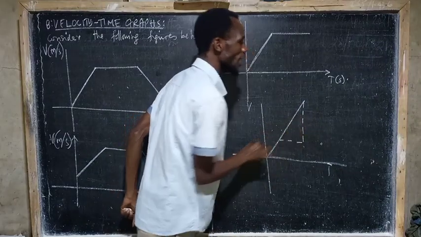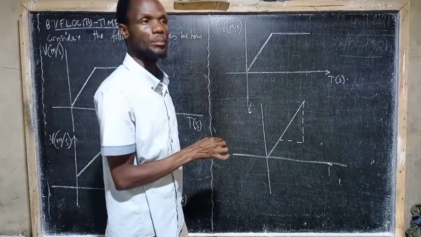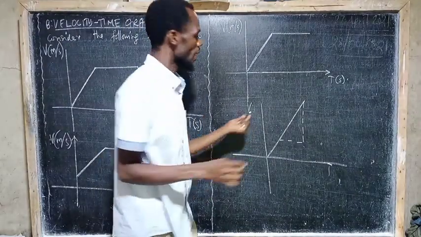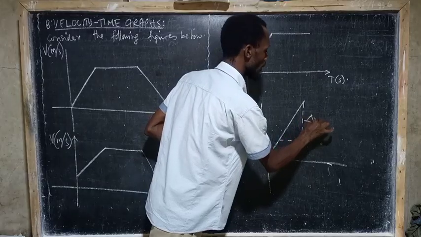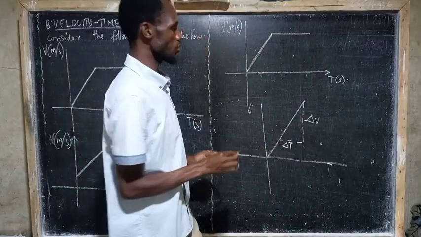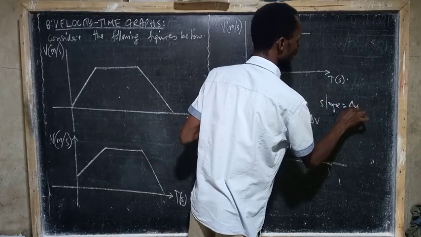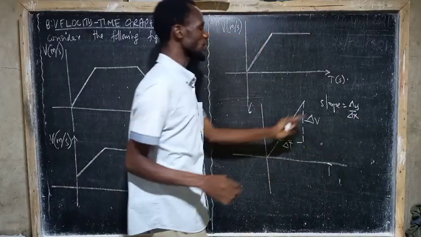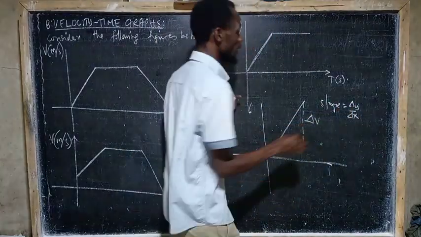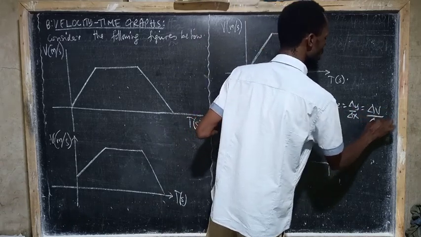we'll be looking for the change in y. Y is represented by velocity, because we have said the velocity is plotted on the y-axis. That will be change in velocity. And then here will be change in time. The slope is equal to change in y over change in x. But what represents y and what represents x? What represents y is the change in velocity, and what represents x is the change in time.